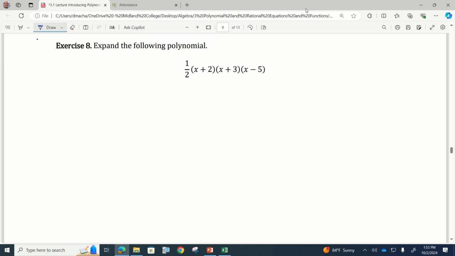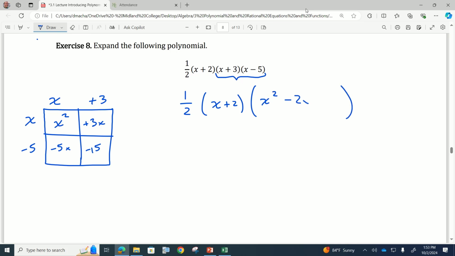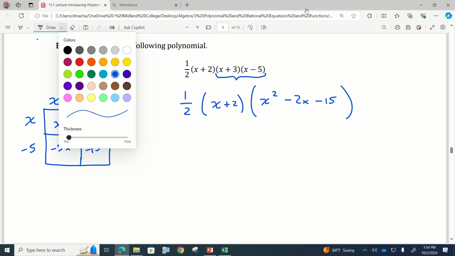So this polynomial is given to us here in factored form. And the process of rewriting this in expanded form is going to involve taking 2 of the factors, like I just arbitrarily chose x plus 3 times x minus 5. And we multiply the same way I always multiply. And in the end, I can write this as 1/2 times x plus 2 times x squared minus 2x minus 15. That was my first step.